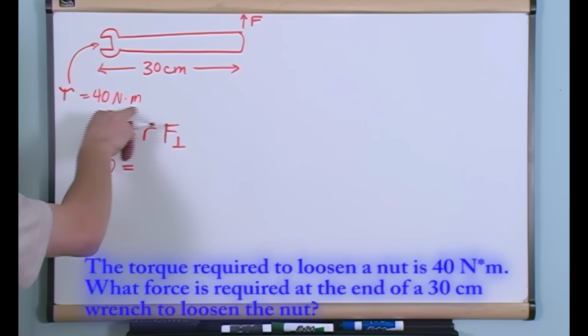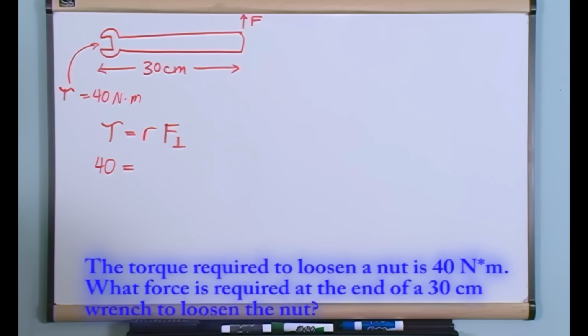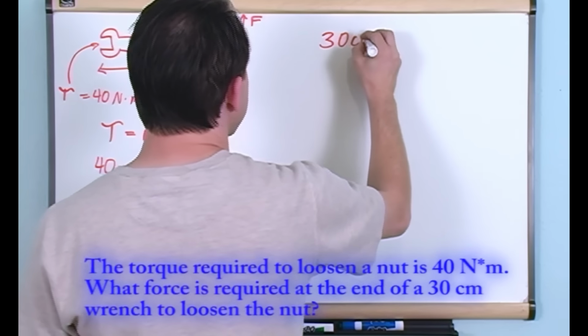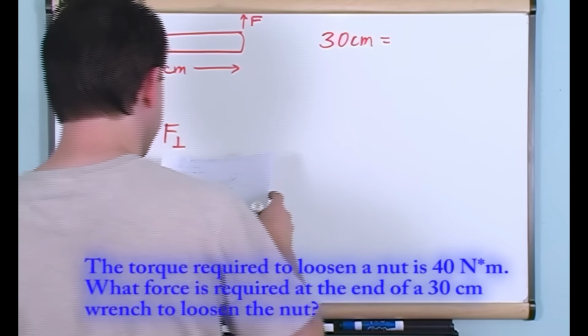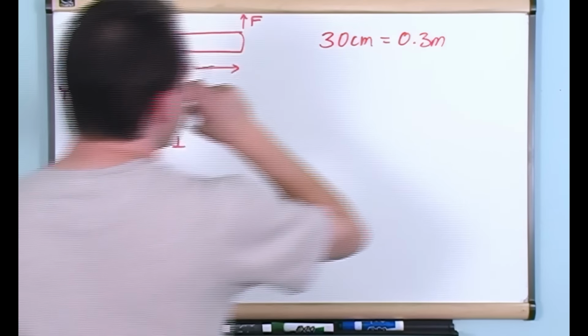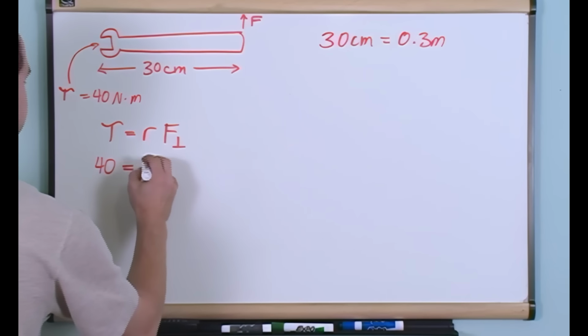This is the base unit of torque. The base unit of length is meters. So 30 centimeters, you should be able to divide there and figure out, is 0.3 meters. So we want to use that number.